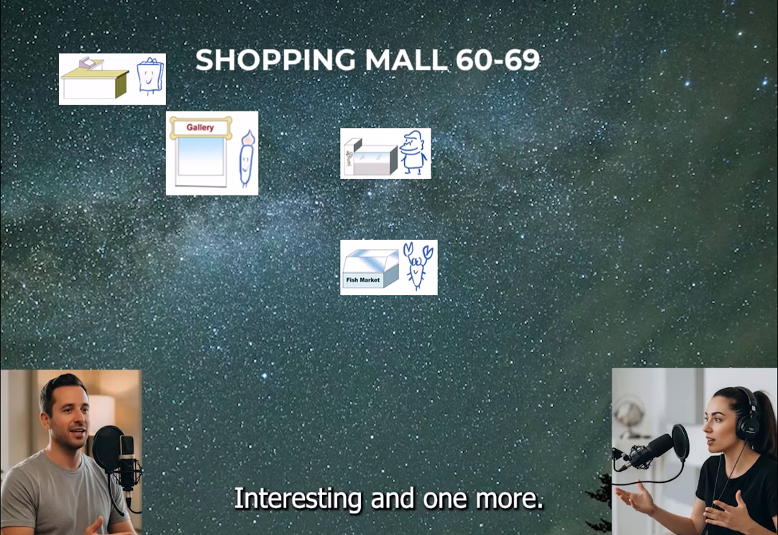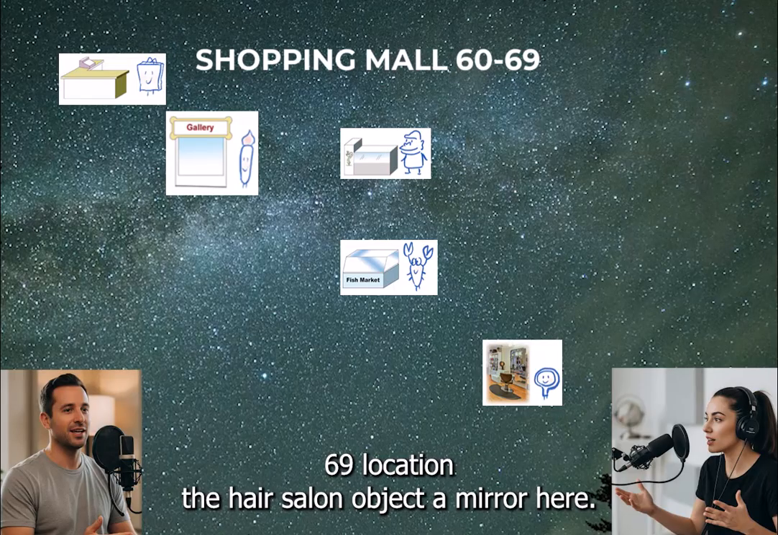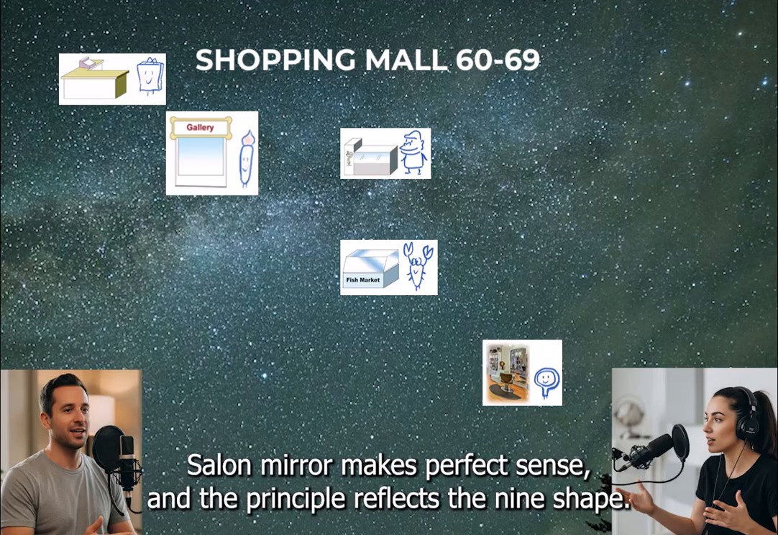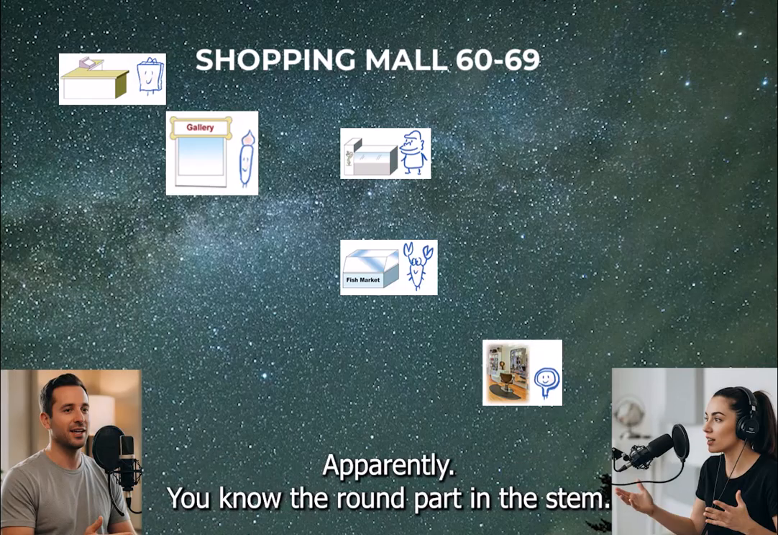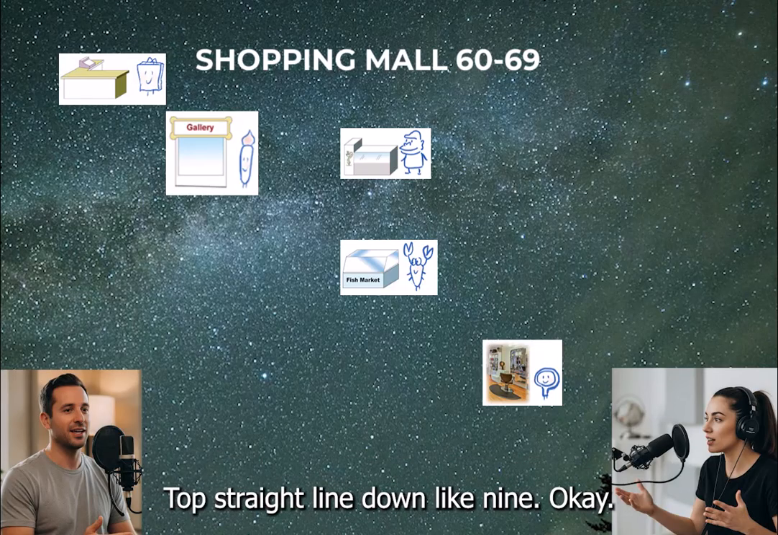Interesting. And one more, 69. Location, the hair salon. Object, a mirror. Hair salon, mirror. Makes perfect sense. And the principle... Reflects the 9 shape, apparently. You know, the round part and the stem. I can see that. Round top, straight line down, like a 9.